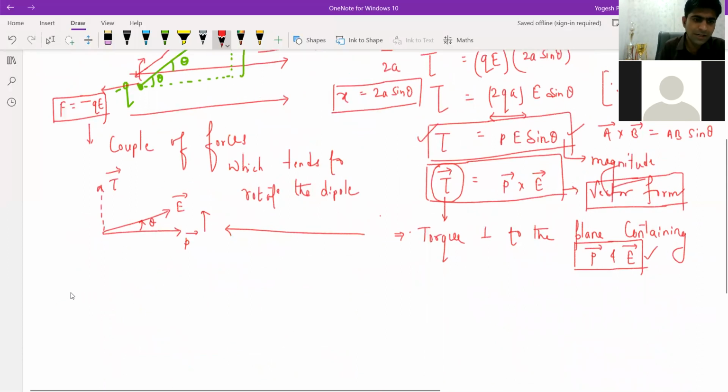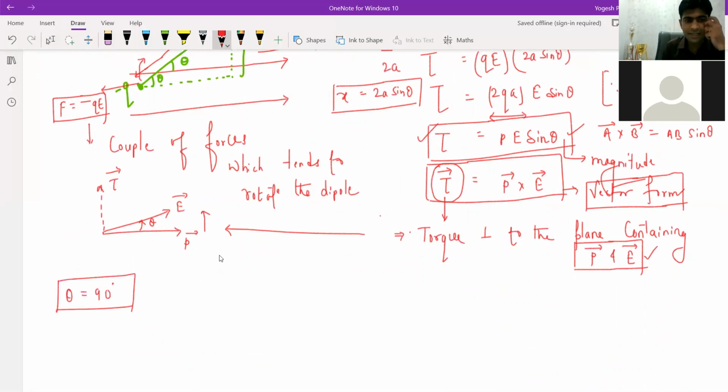So there are three possibilities. Either you can write theta is equals to 90 degree. Now what is this theta is equals to 90 degree? Theta is equals to 90 degree means if this is the electric field and your dipole has been kept like this at 90 degree, that means this is minus q and this is plus q. Okay, so if this is the direction of p vector, we can write theta is equals to 90 degree.